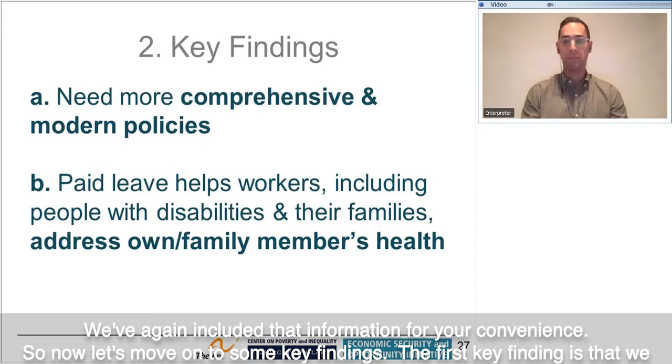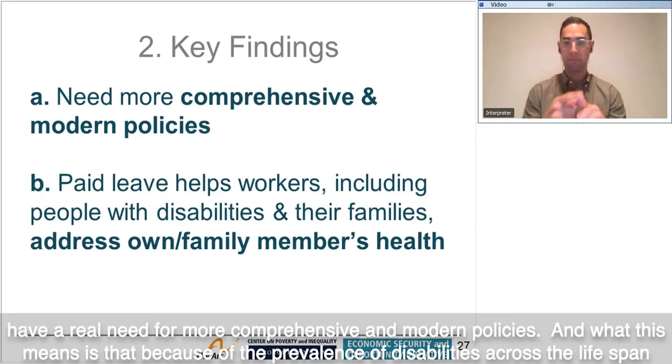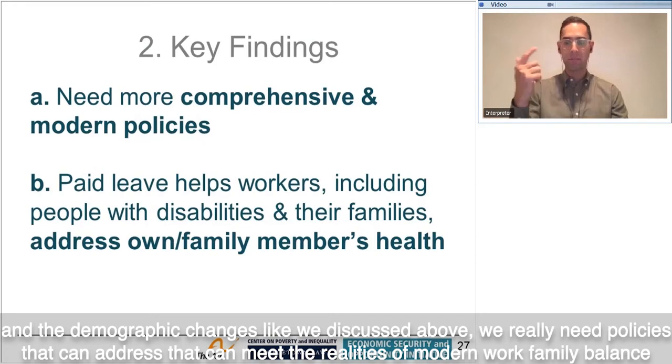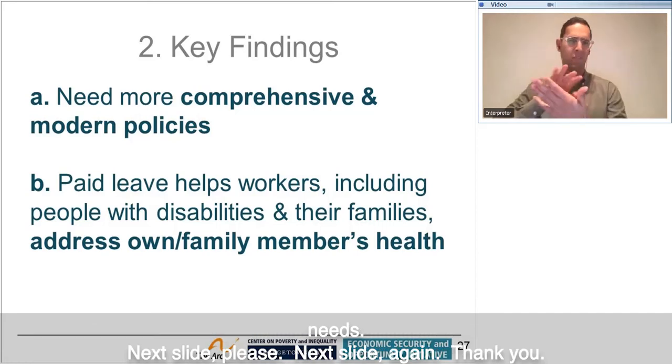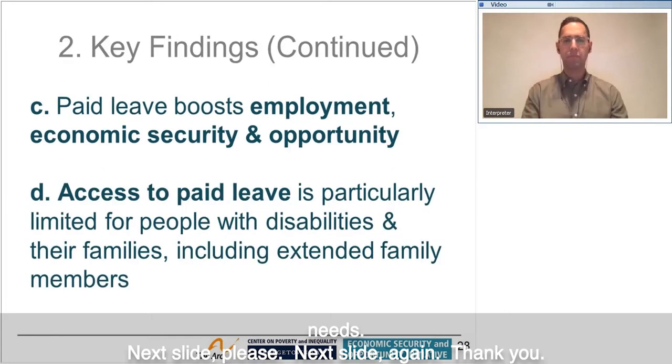The first key finding is that we have a real need for more comprehensive and modern policies. Because of the prevalence of disabilities across the lifespan and the demographic changes we discussed above, we really need policies that can meet the realities of modern work-family balance needs. Next slide, please. And then next slide again. Thank you.